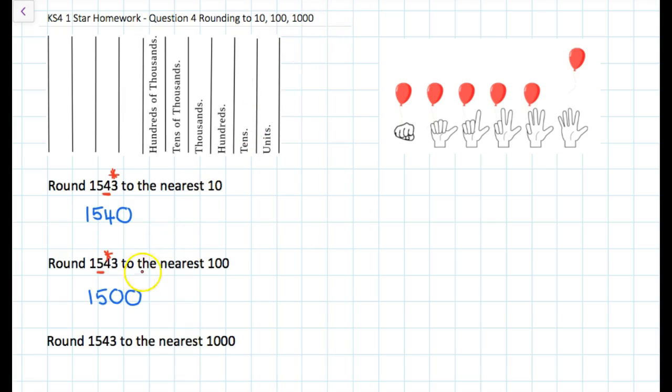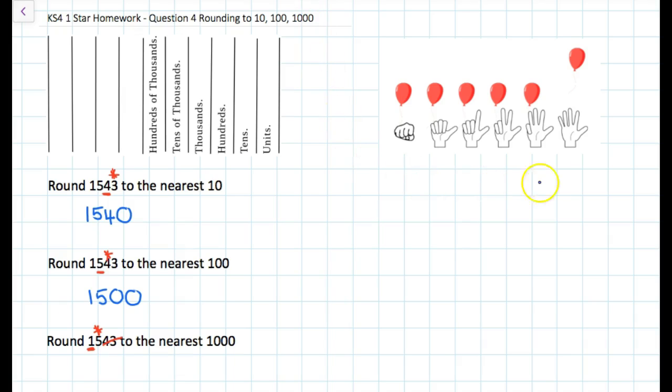Looking at the next one, we're looking to round to the nearest 1000 this time. And if we look here, we've got 1, 2, 3, 4 numbers along is the thousands. So our fourth number along here is what we're rounding. This time the 5 is directly next door. The 4 and the 3 are too far away to make a difference.